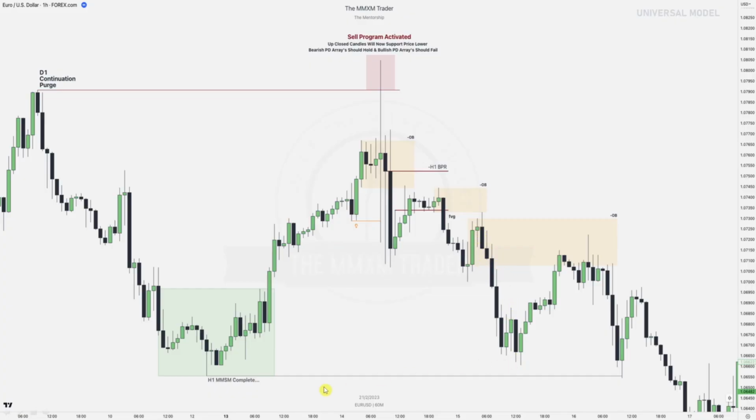We still have not completed the market maker sell model down here, right? Because we are not trading below this external range yet. Price turns back into premium once more into that bearish order block, and then finally we purge that market maker sell model and continue lower.